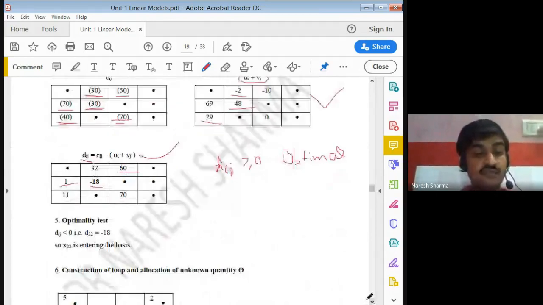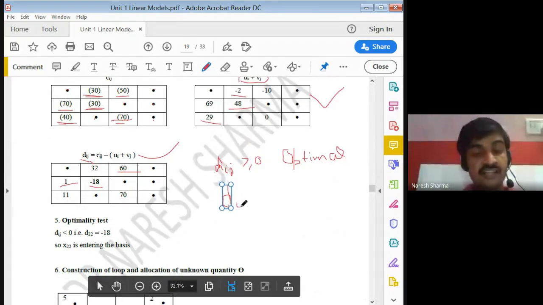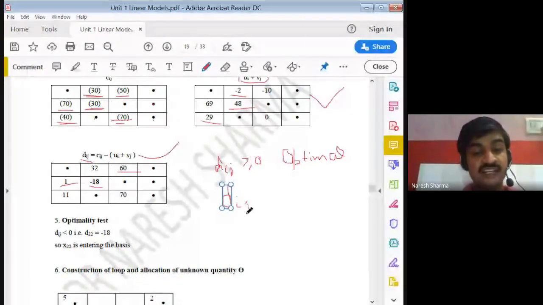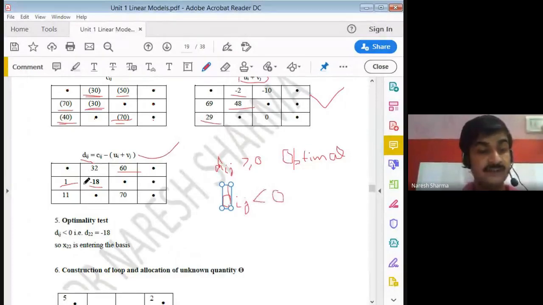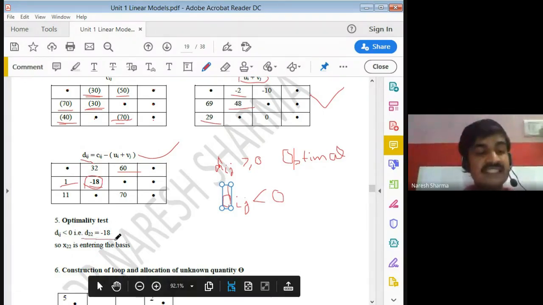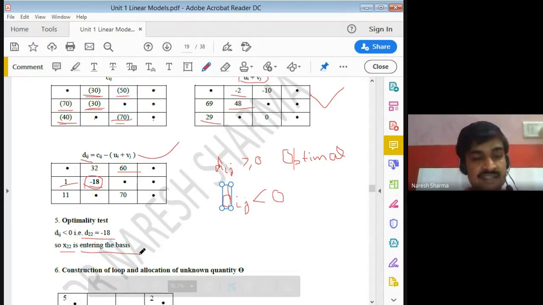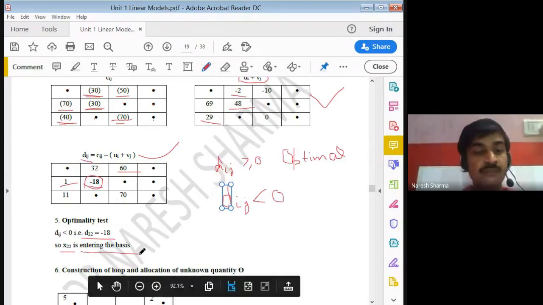So at this stage, if you see in our example, dij is not greater than or equal to 0. It has one negative value, that is minus 18. If it has more than one negative value, you can choose the most negative. But in our example, we have only one negative value, so we choose this location, that is second row, second column, D22 is minus 18. So now this location variable is called x22 and it is now entering the basis. Basis means this variable now becomes a basic variable.